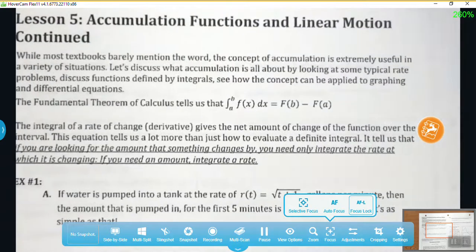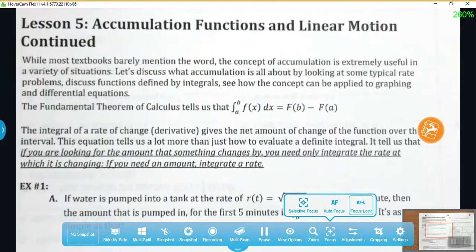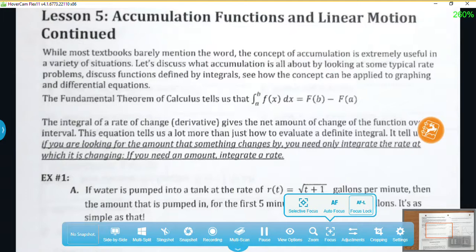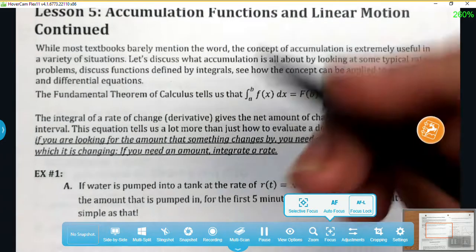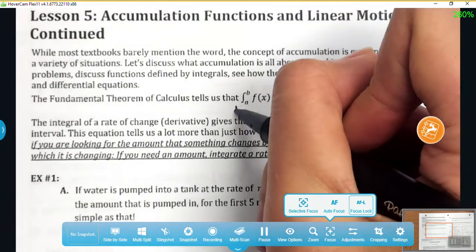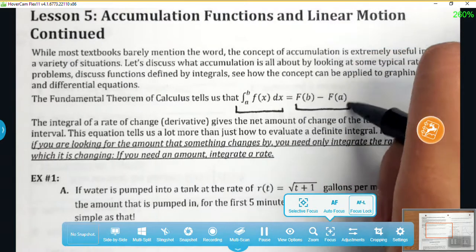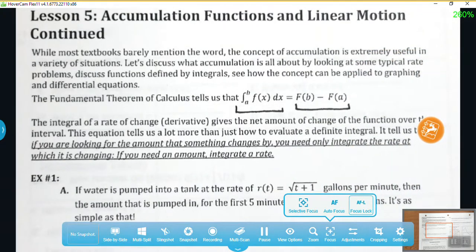Okay. Shall we? We shall. Accumulation functions. So remember before when we did the fundamental theorem of calculus? Yeah. Okay, when we did the fundamental theorem of calculus and we said, oh, the area under the curve equals the total change, f of b minus f of a. Yes? Are you with me?